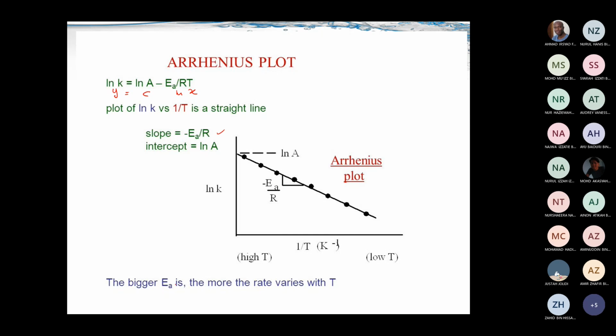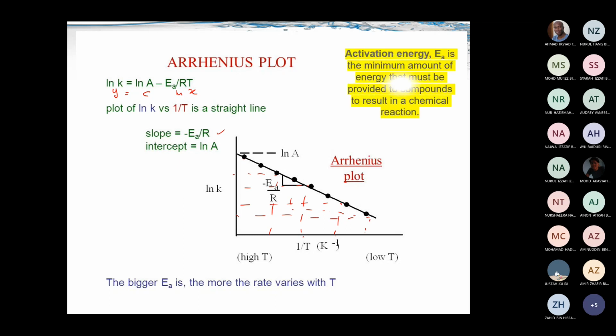Okay, so the bigger EA is, the more the rate varies with T. So the bigger the EA, actually the rate will vary more with the temperature. So when you see EA getting bigger, the slope goes further, because the bigger it is, the bigger the slope. So when it's bigger, actually it makes K vary more with T. Like this. Okay. Like that.